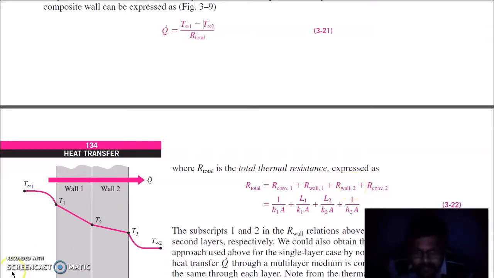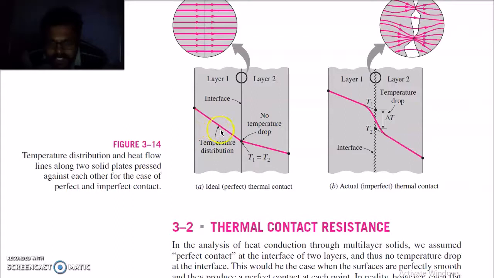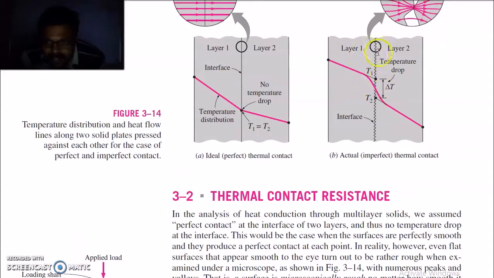In the analysis of heat conduction through multi-layer solids, we assume perfect contact at the interface of two layers and thus no temperature drop at the interface. This would be the case when the surfaces are perfectly smooth and they produce a perfect contact at each point. In reality, this is not the case. So these two layers in contact have numerous peaks. The surface is microscopically rough, no matter how smooth it appears to be, so there must be some roughness of the surface.